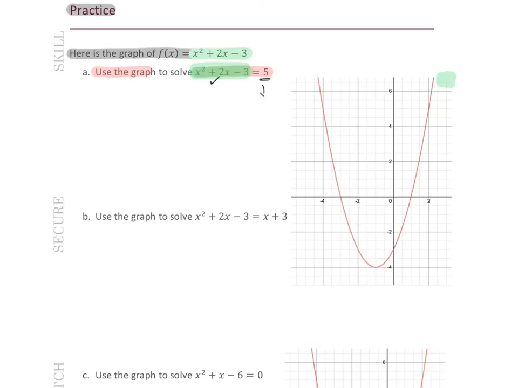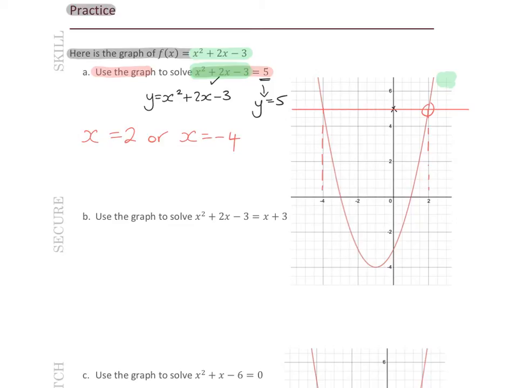And then I want to do this, and remember, so that's y equals x squared plus 2x minus 3, and this is y equals 5. So y equals 5 is a horizontal line, and it goes through y equals 5. So it goes through like this here. And then my answer is I'm looking for my intersection, so here and here. So x equals 2 or minus 4.